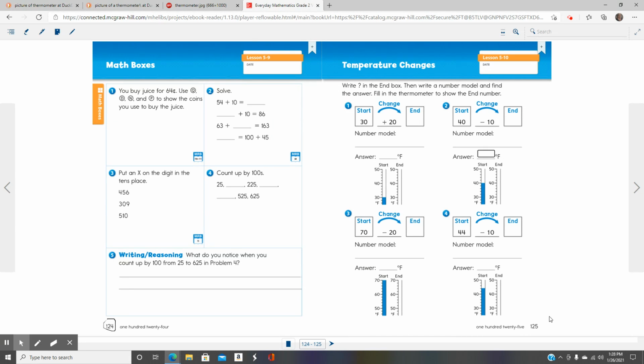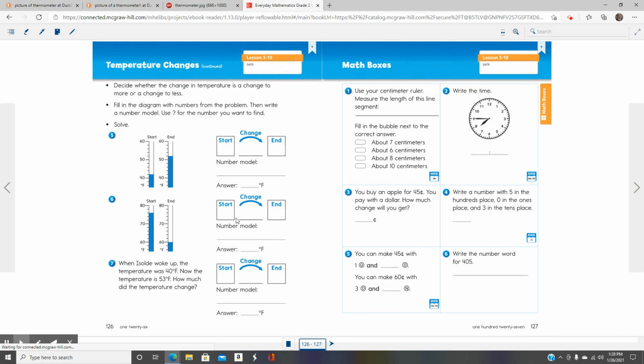Okay, now that we've thoroughly discussed the thermometer, I'm going to direct you to page 125 in your math books. Today you're doing page 125. Also, 126, let me show you what that looks like, this page right here. And also you're going to do page 127.